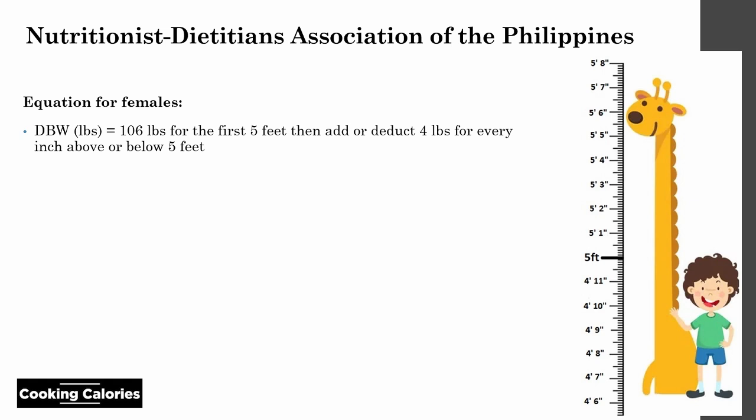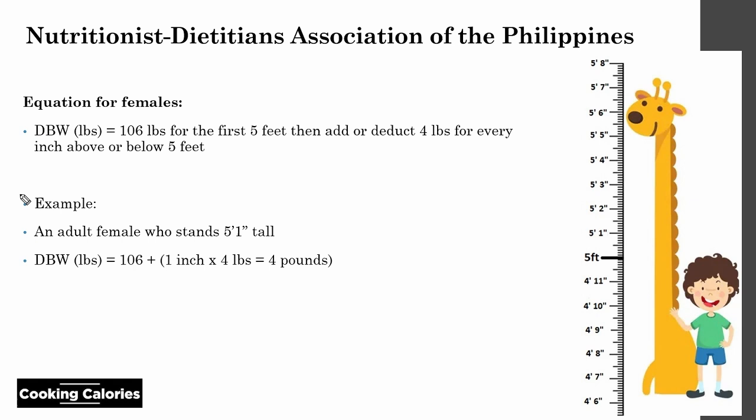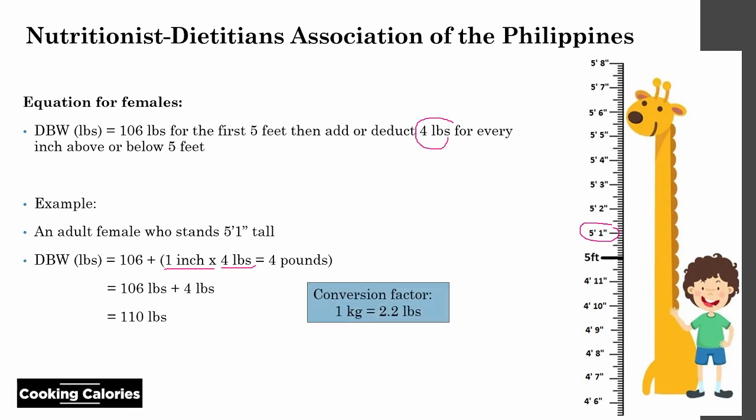Now for example, an adult female who stands 5 feet and 1 inch tall, we will start with 106 pounds. And because her height is 5'1", it means that there is 1 inch above 5 feet. We will multiply 1 inch by 4 pounds. So 1 times 4 equals 4 pounds. So we will add 106 pounds plus 4 pounds equals 110. And 110 converted into kilograms is equivalent to 50 kilograms.